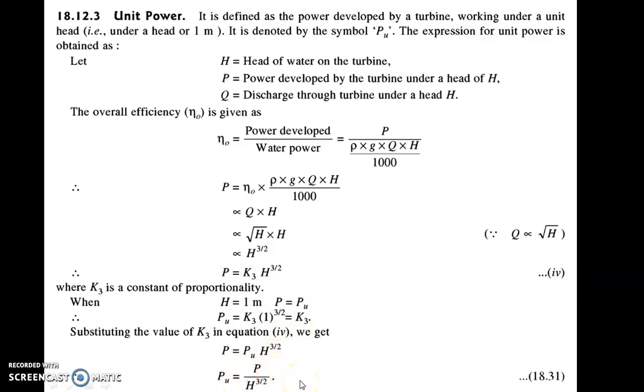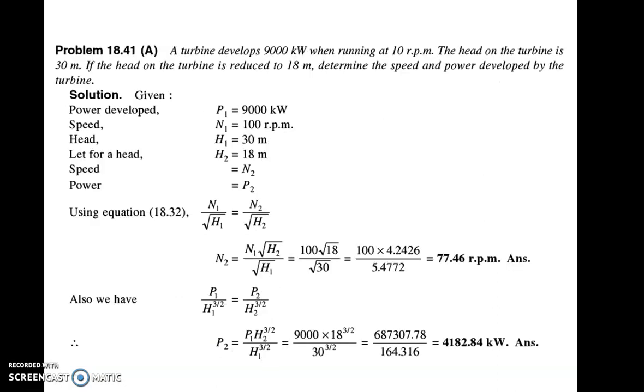So unit quantities, three quantities you have to remember. NU is equal to N upon root H, QU is equal to Q upon root H, and PU is equal to P upon H raised to 3 by 2. So immediately let us see a numerical based on this.